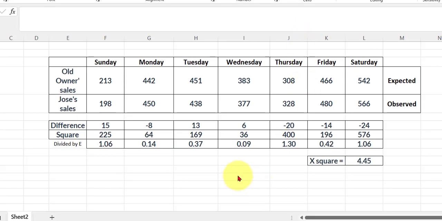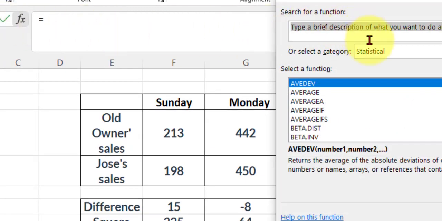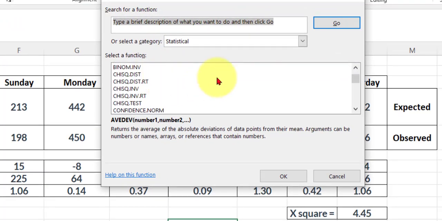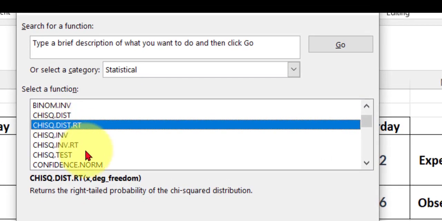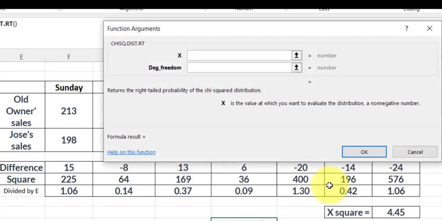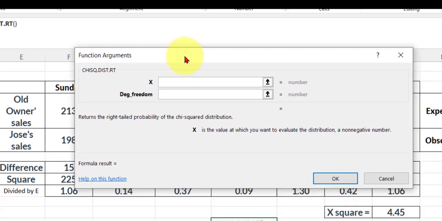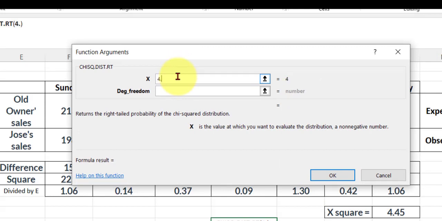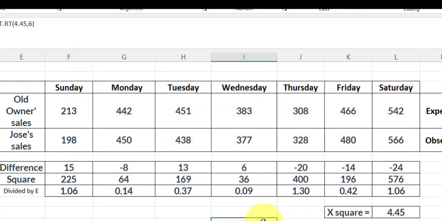So if you can't find a table, which nobody uses anymore, this is another miracle of Excel. Just pick a cell, any cell, go to the function bar. We want to make sure we're in statistical. Now go to the chi-squared distribution, there it is right there. We type in our chi-squared number and degrees of freedom, and it gives us the p-value, right? So our chi-squared is 4.45, and our degrees of freedom was 6. And it should give us back a probability value. And there it is right there.